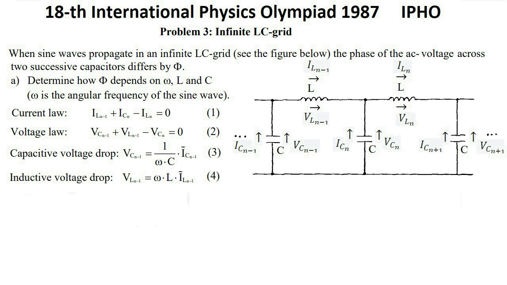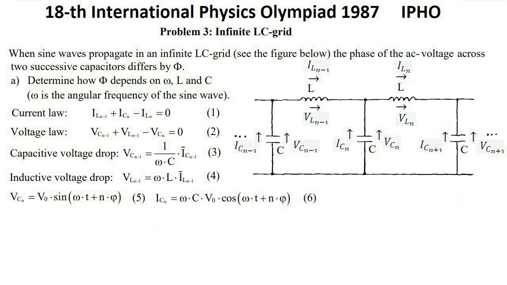The inductive voltage drop is in equation 4. Note, in equation 4 I tilde is used instead of I because the current lags behind the voltage by 90 degrees. The voltage Vcn is given by formula 5. This formula follows from the problem.